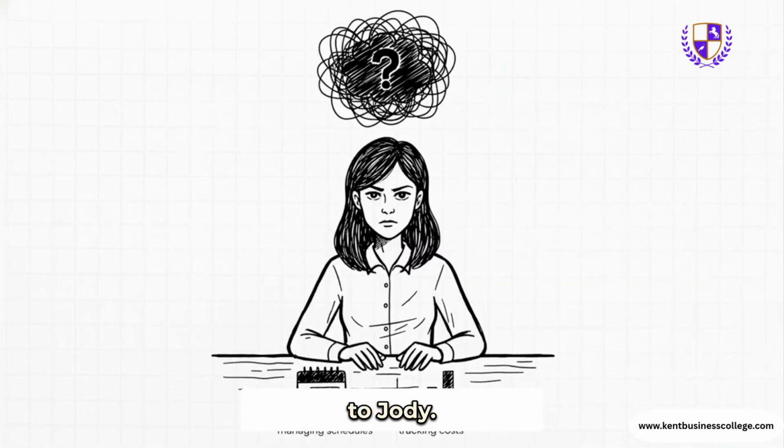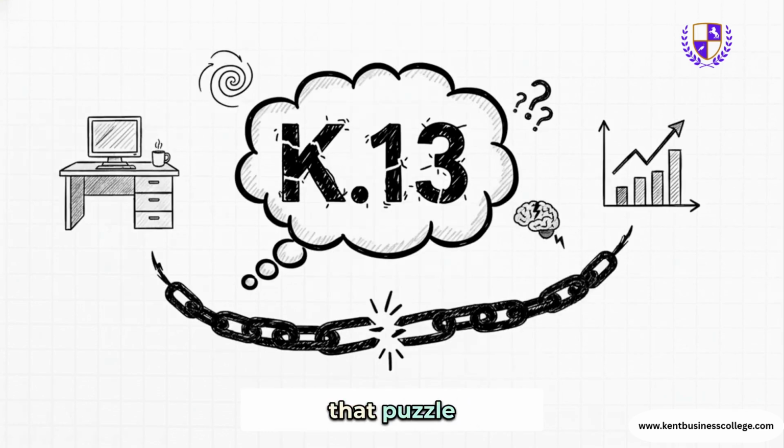So let me introduce you to Jody. She's a level 6 apprentice over at IBA Stores, and honestly, she's crushing it. She's on top of her schedules, her cost tracking is spot on. But there's this one part of her apprenticeship that just feels like a complete puzzle she can't figure out. And yep, you guessed it. That puzzle is K13. Every single time she looks at the requirements, it's like her brain just shuts down. It all feels so abstract, and it doesn't seem to connect to anything she actually does day to day.